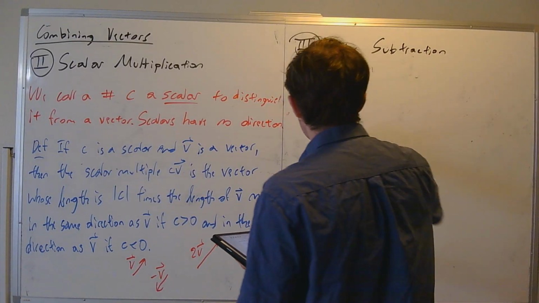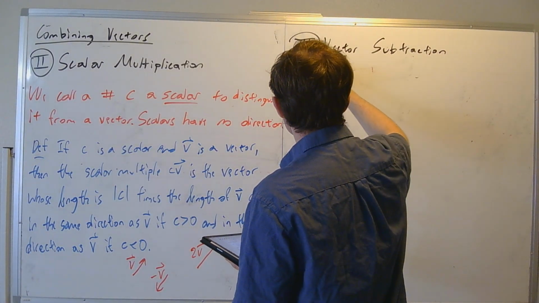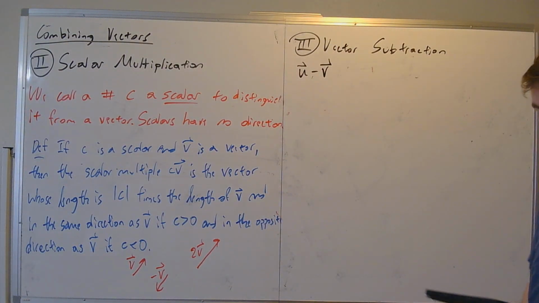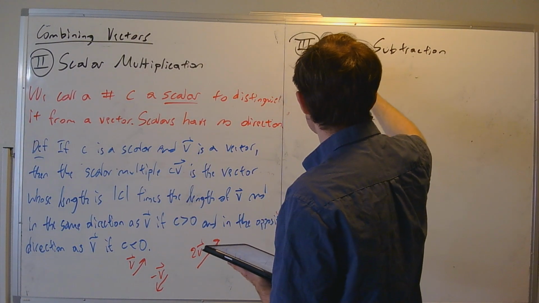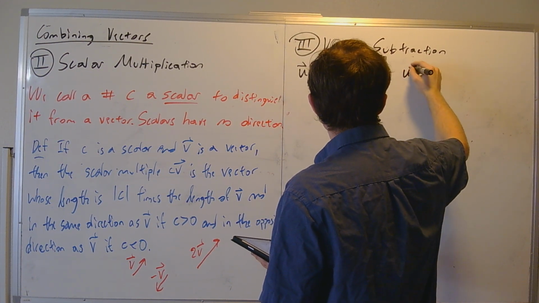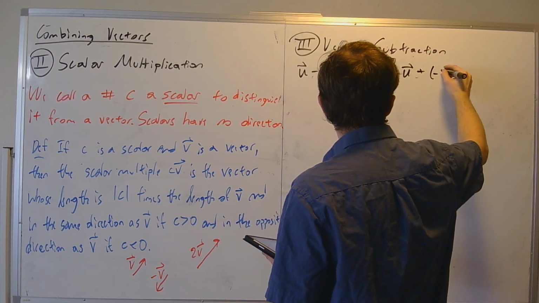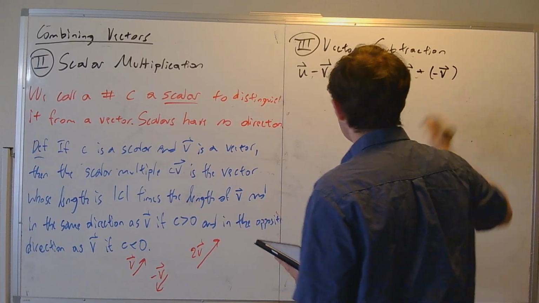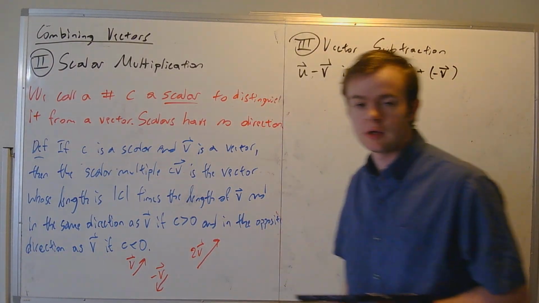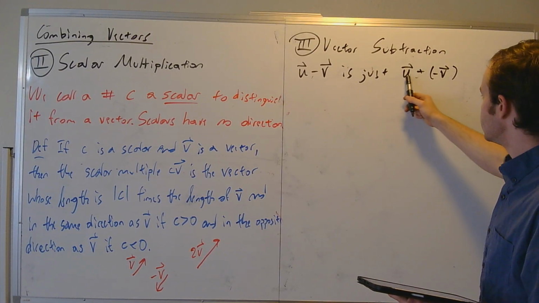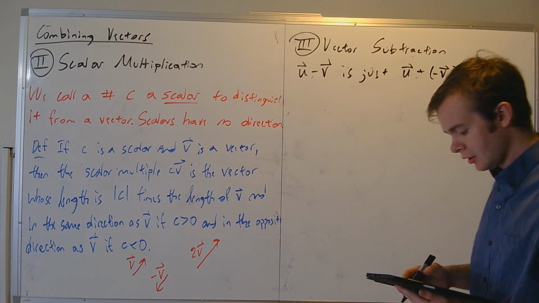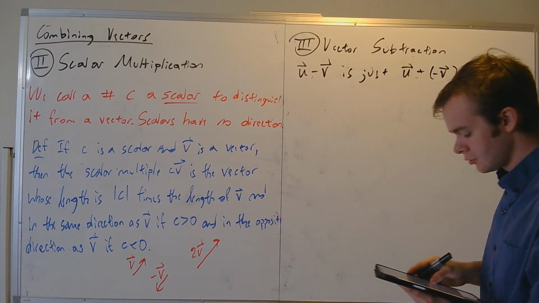So let's say we have u minus v. We want to interpret what that means. But this is just u plus negative v. So we already discussed what negative v is. You just take v and you flip it into the opposite direction. So if you add u plus negative v, then that's actually the same thing as u minus v. So that tells us exactly how to subtract vectors.